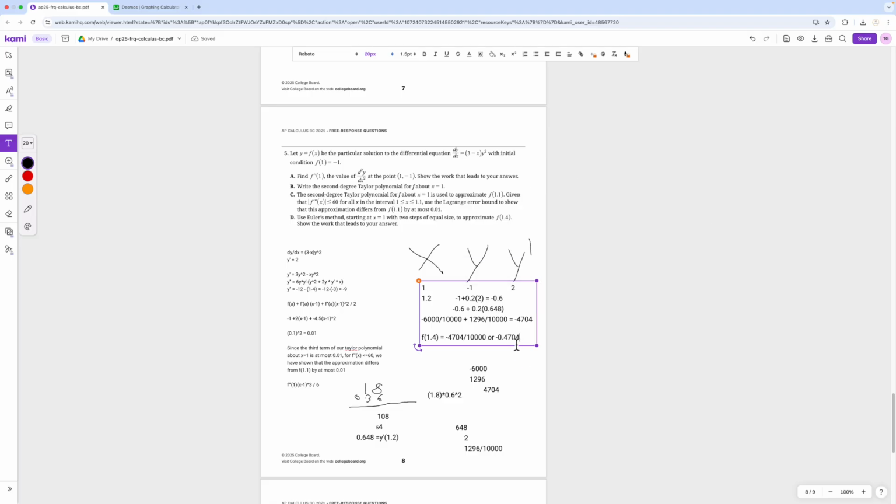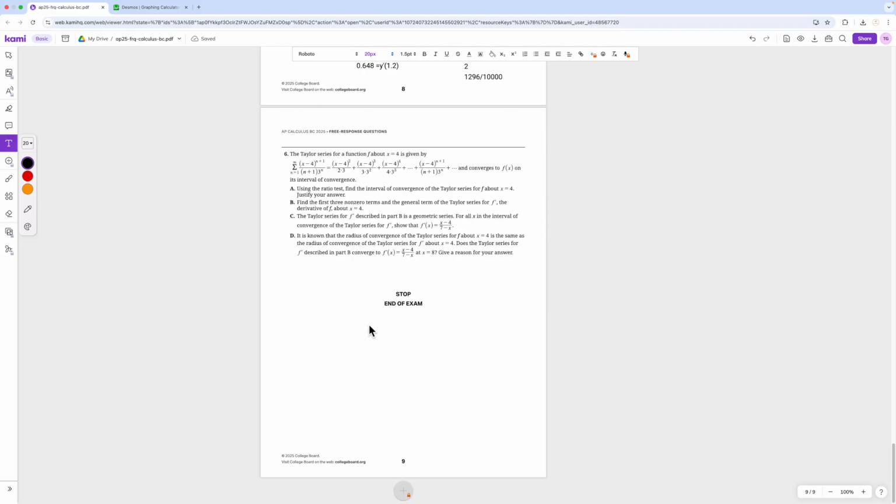Now that we completed question 5, let's move on to question 6, the series question. A Taylor series for a function f about x equals 4 is given like this and converges to f of x on its interval of convergence. We have to use the ratio test to find the interval of convergence of the Taylor series for f about x equals 4. Justify your answer.